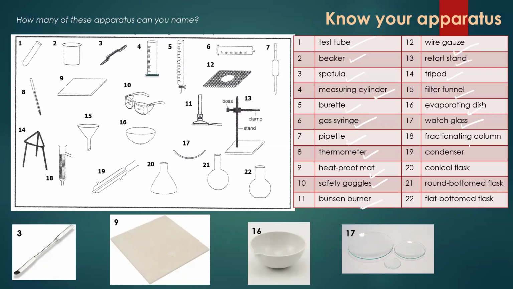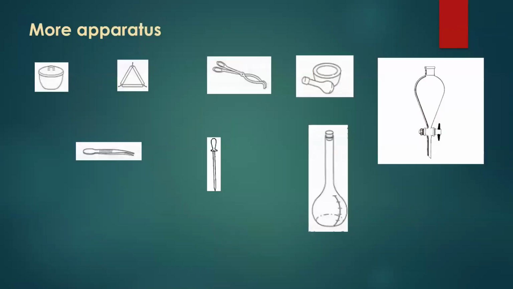So you can go through. Then fractionating column. Number 19 is a condenser, 20 is a conical flask. Whenever you have to write the name of the apparatus, always write the full name: conical flask. Then you have round bottom flask, flat bottom flask. These are all the apparatuses.